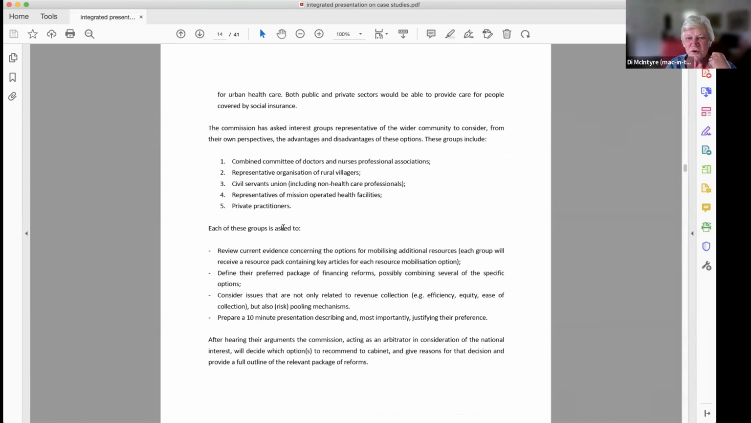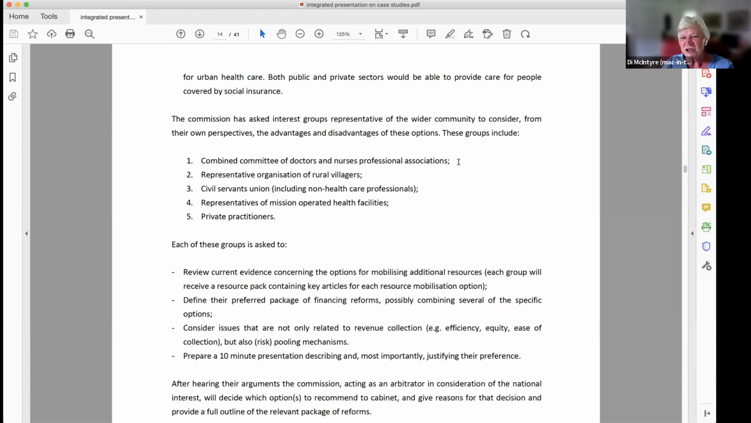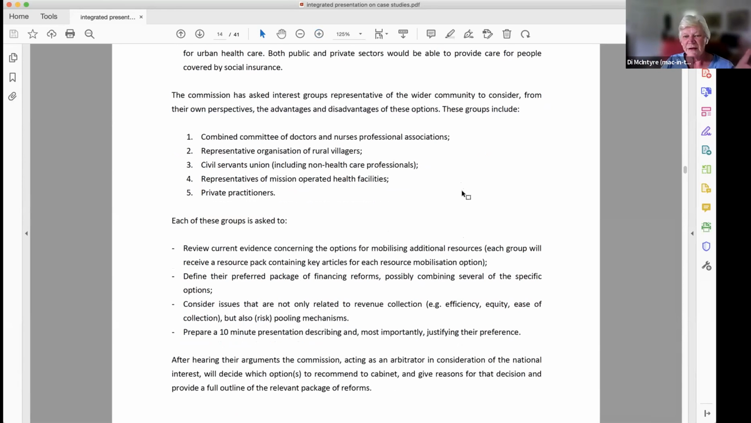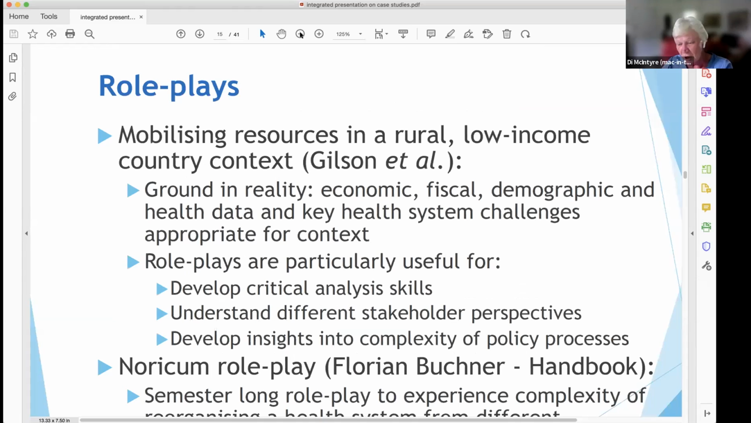So there are 5 different groups that are set up. Those are the different groups there. And obviously, the thing with role plays that is really very helpful is that you not only get to understand concepts and develop some critical thinking, but you get to really have a very good understanding of the perspectives of different stakeholders. And so then in the class, these different groups actually present their recommendations to the commission that the Ministry of Health has set up. All of these case studies are on the IHEA repository, so you can go and read them in more detail later.